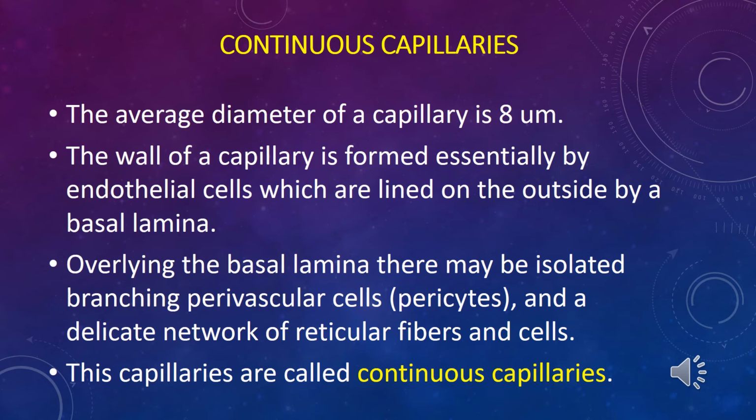Continuous capillaries are present in the next parts of the organism: skin, bones, and the central and peripheral nervous system. In this case the capillary has the name somatic capillary because it is present in somatic elements.